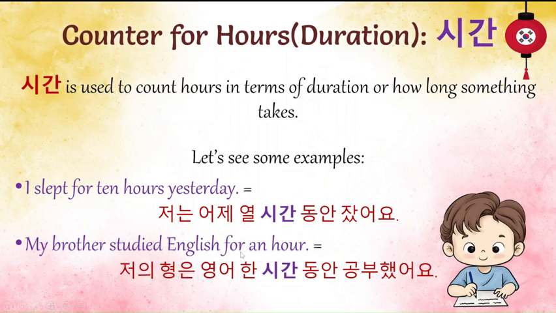An hour. So an hour means 1 hour. One is 한. Hour, 시간. For an hour, 1시간 동안. Okay, to study 공부하다 past tense 공부했어요. So this is how we use the counter 시간 in sentences to indicate duration when we are talking about hours.